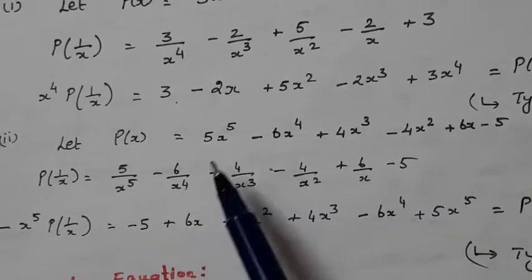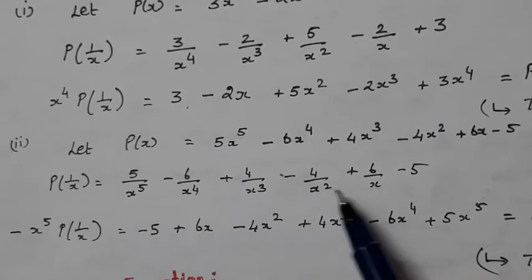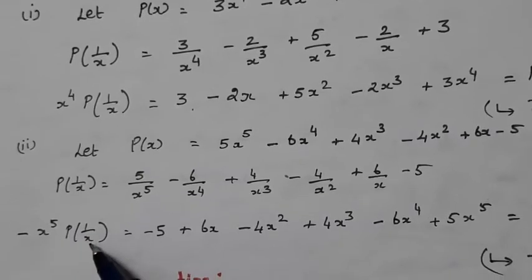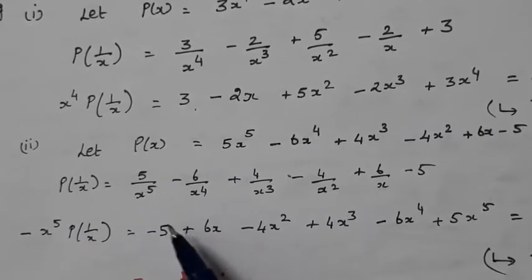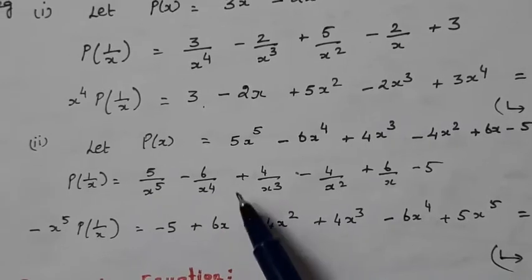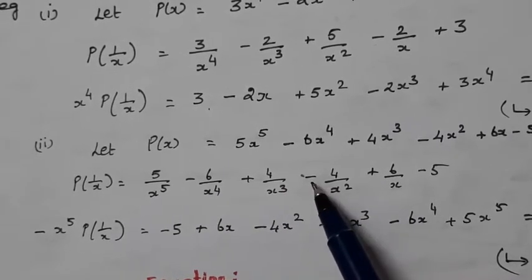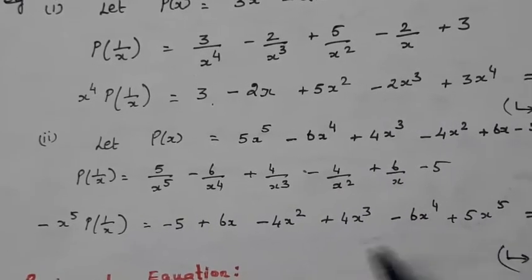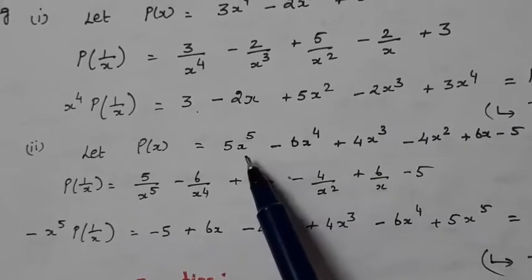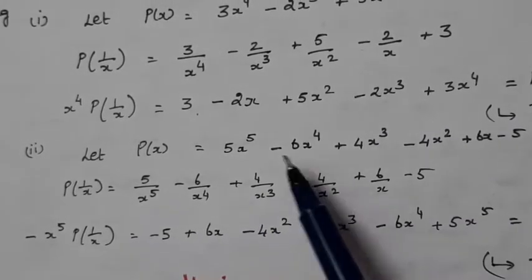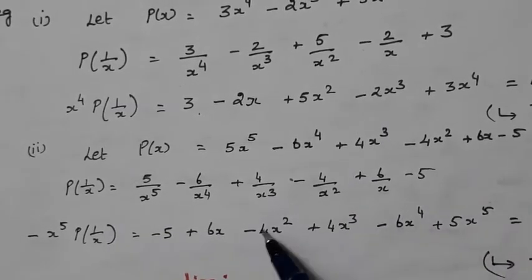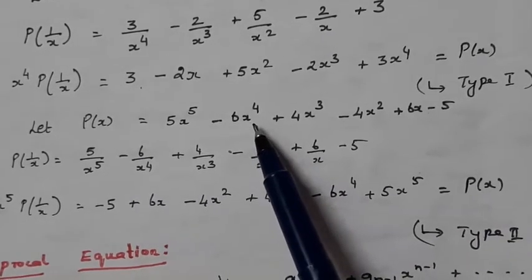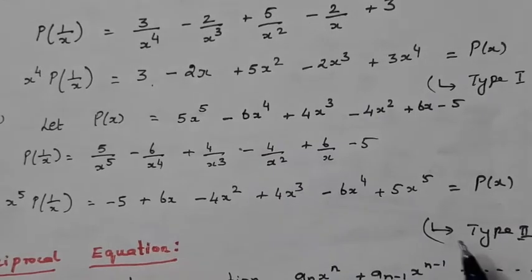Then, as the degree is 5, let us multiply throughout by minus x power 5. So, minus x power 5 into p of 1 by x will become minus 5, and here minus into minus is plus, and then cancelling this it will become 6x, and this will be minus 4x squared, and this will become plus 4x cube, and here it will be minus 6x power 4, and this will be plus 5x power 5. See, this is nothing but the given p of x: 5x power 5 minus 6x power 4 plus 4x cube minus 4x squared plus 6x minus 5. So, this p of x is an example of a reciprocal polynomial of type 2.